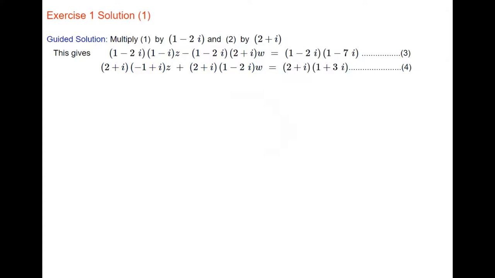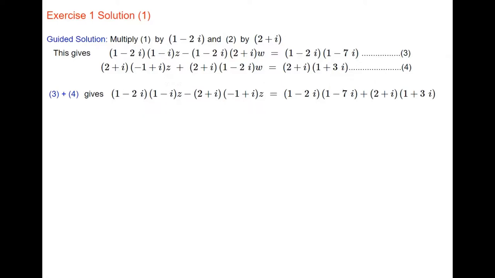You multiply equation 1 by 1 minus 2i and equation 2 by 2 plus i. And this will give equations 3 and 4. I won't read them all out. You can look at it very carefully. And then you add equations 3 and 4, and that will eliminate the terms with the w. And so on the left-hand side, we'll only have the terms with the z, and on the right-hand side, we'll have the terms with no variables.